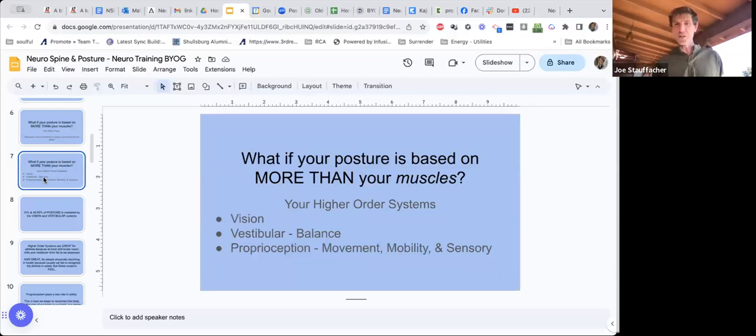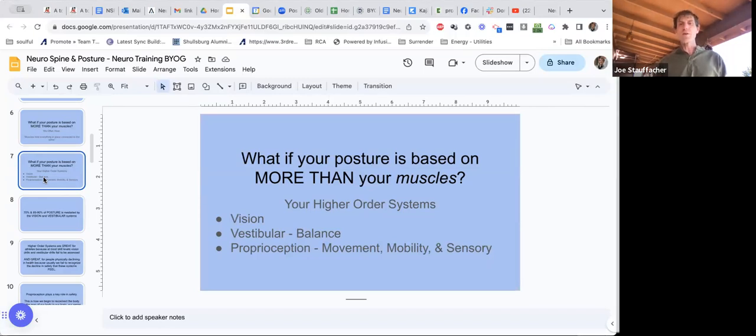These are your higher order systems. This is where I got confused earlier, Dr. Ryan. These are your higher order systems. It's your vision, your vestibular, which your vestibular system is your balance. It's what's going on between your ears. The canals in your ears each play a role. And then proprioception, which is movement, mobility, and sensory.